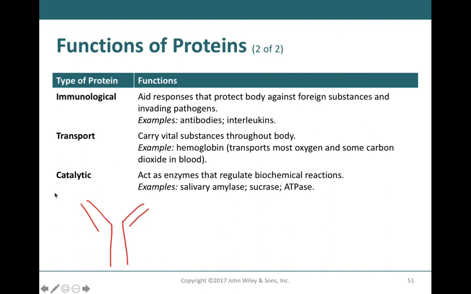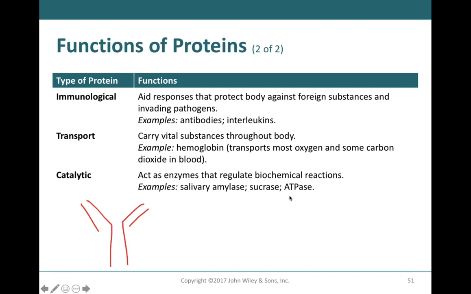And lastly are the catalytic proteins, which function as enzymes. This is one of the types of proteins we talk about the most frequently. Enzymes function as catalysts for reactions. They speed up reaction speed, and they regulate different reactions that occur within the body. Salivary amylase is a good example. This is an enzyme that is found within saliva, and it starts breaking down food before you even swallow. We'll learn more about salivary amylase as we go. ATPase breaks down a molecule known as ATP, which I will be talking about at the end of this presentation. So there are many different enzymes that can be found within the body.